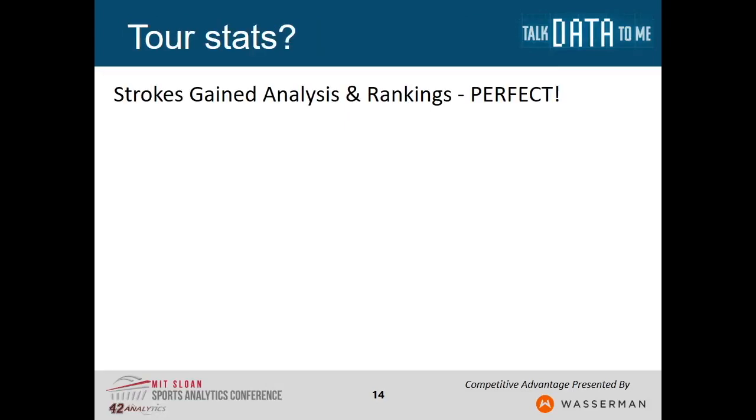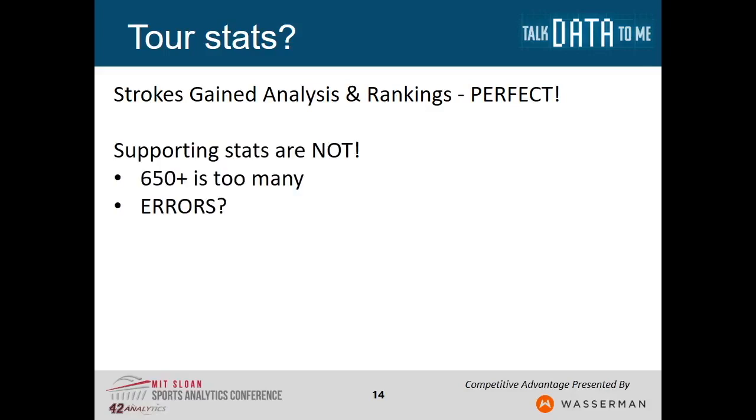So bottom line, the tour stats, the data collection process, the strokes gained analysis, it's as perfect as I think we're going to get unless there's some other major breakthrough. The problem being the supporting stats just aren't. First of all, 650 statistics is way too many. And there is only 1 negative stat on tour, and it's 3 putts. In fact, there's 15 3-putt stats in these 650. So please do not tell the tour that they need to add these negative stats because it's very good for me that they don't have them.